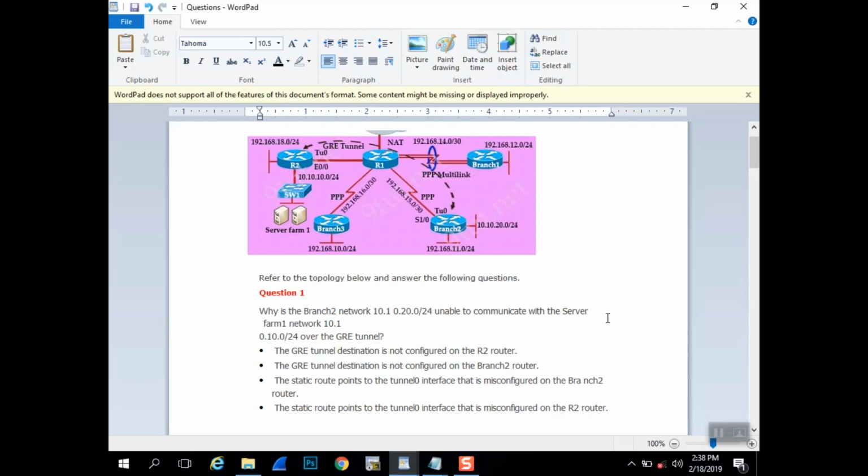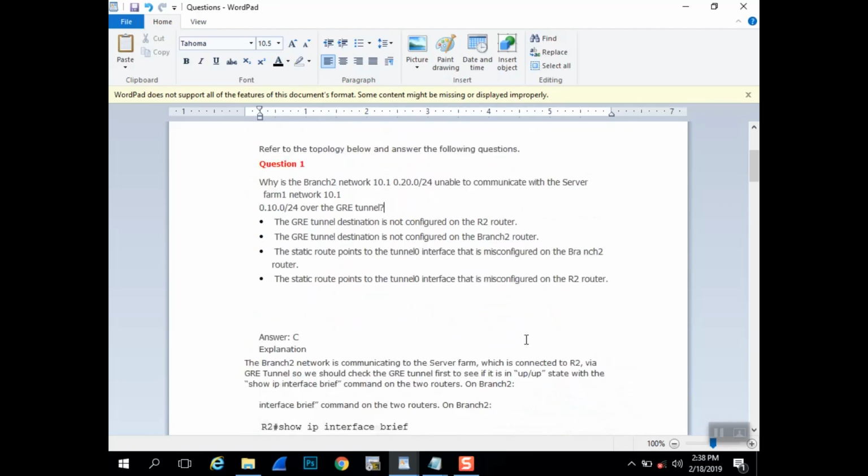For question number 1, why is the branch 2 network 10.10.20.0/24 unable to communicate with the server farm 1 network 10.10.10.0/24 over the GRE tunnel? A. The GRE tunnel destination is not configured on the router 2. B. The GRE tunnel destination is not configured on the branch 2 router. C. The static route points to the tunnel 0 interface that is misconfigured on the branch 2 router. Or D. The static route points to the tunnel 0 interface that is misconfigured on router 2.